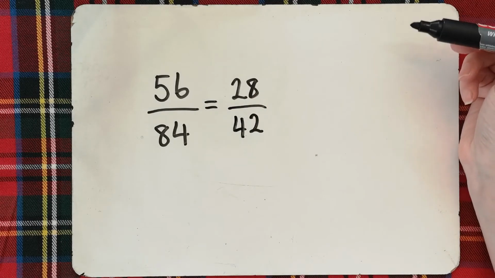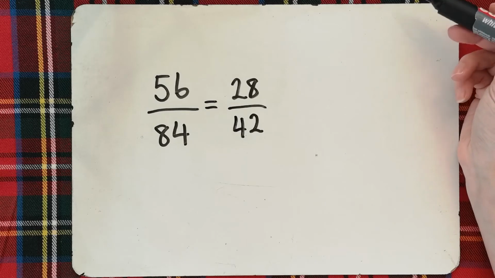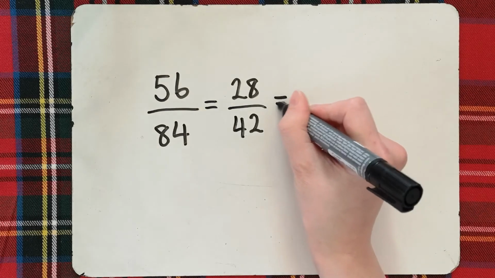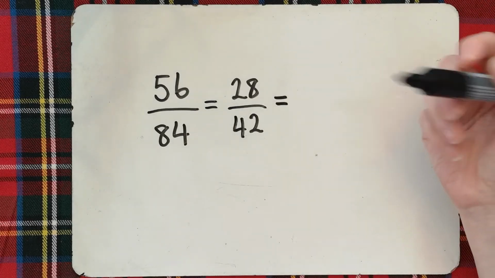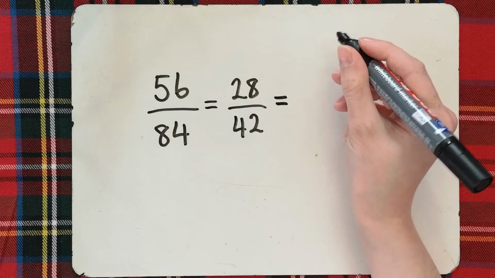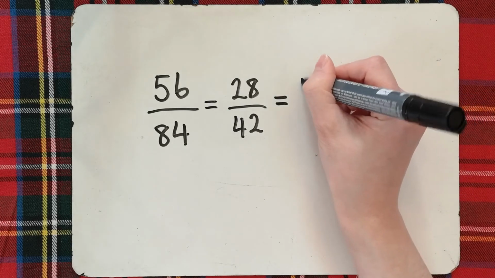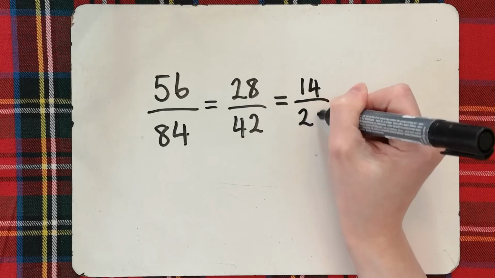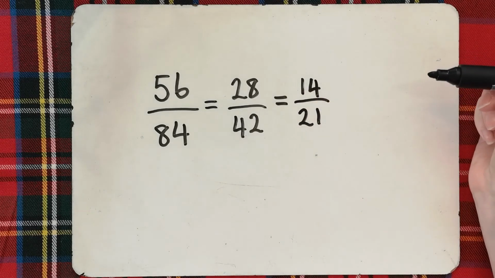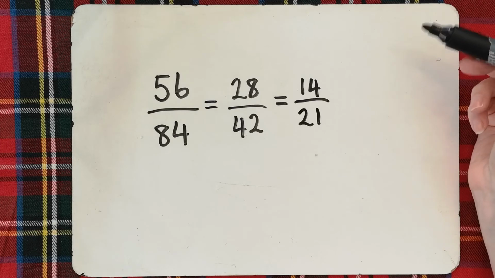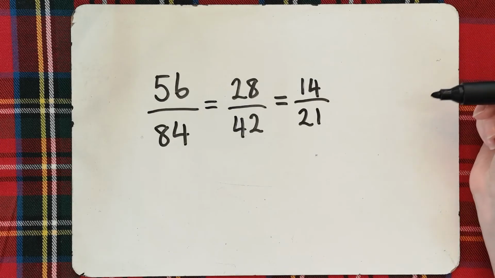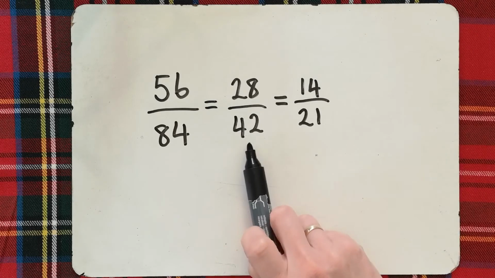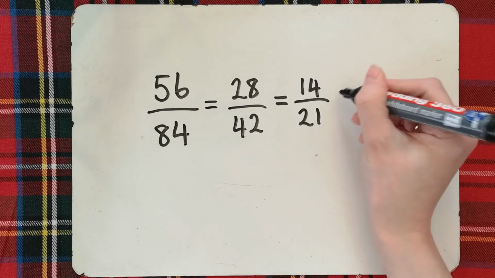28 and 42, can we think of any times table that those two numbers would fit into? If not, we can divide them by 2. We know they're in the 2 times table because they are both even numbers. So 28 divided by 2 gives me 14, and 42 divided by 2 gives me 21. Ooh, I can now think of a times table that those both fit into really easily, and they both fit into the 7 times table. Some of us might have noticed that at the previous step.